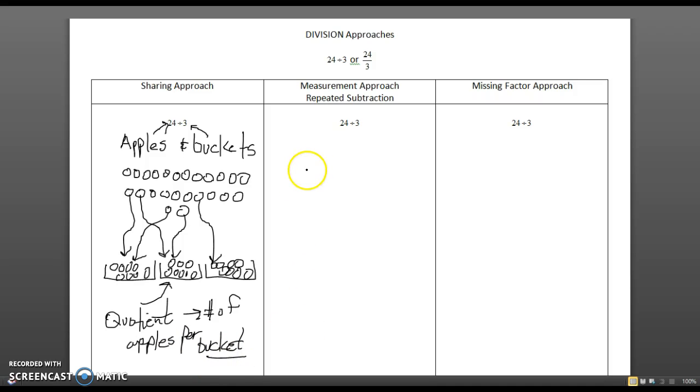Okay. So the next approach here, the book calls it the measurement approach, which I hate because I know it makes students think of number lines, which is a model for arithmetic problems. They call it the measurement approach because essentially you are measuring off groups of size 3. I prefer to call it repeated subtraction, and I'll show you why that is.